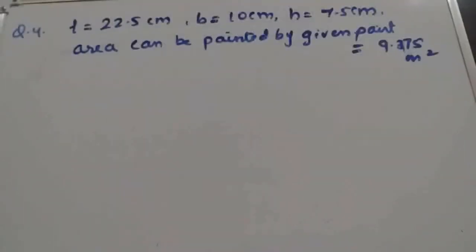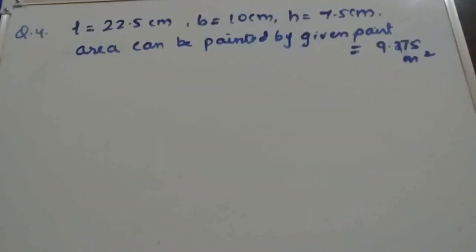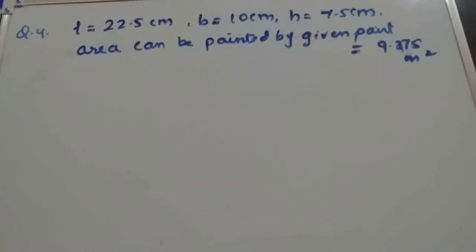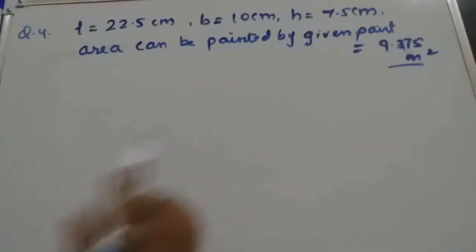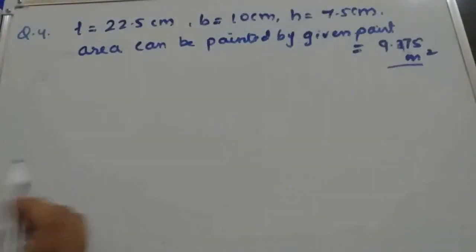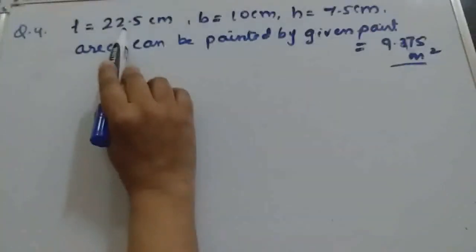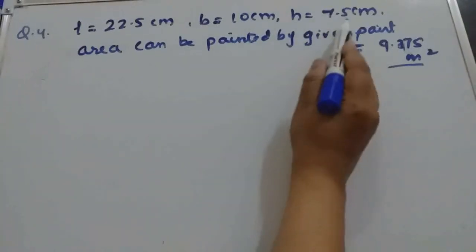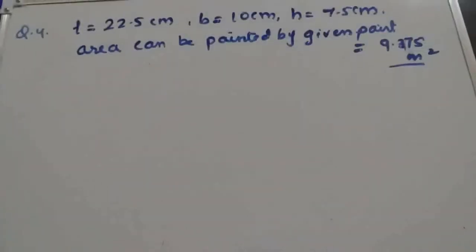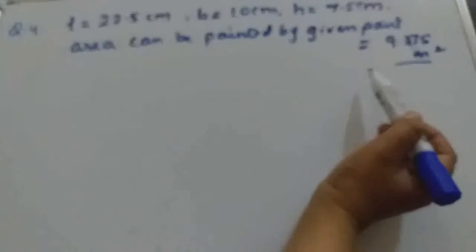Question number 4: paint in a certain container is sufficient to paint an area equal to this much. Sufficient paint is given to you which can paint this much area. Now, how many bricks of this dimension, where L is given as 22.5 centimeter, breadth is 10 centimeter, height is 7.5, can be painted out of this container?